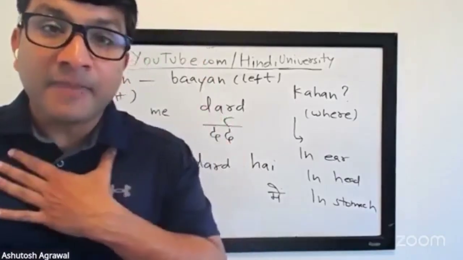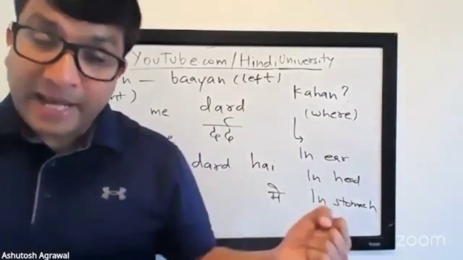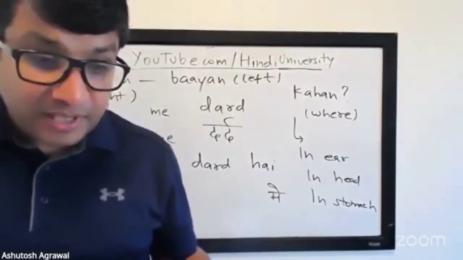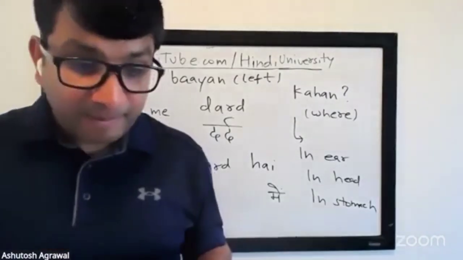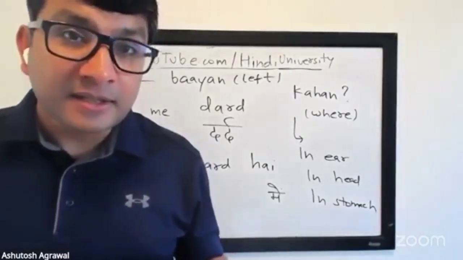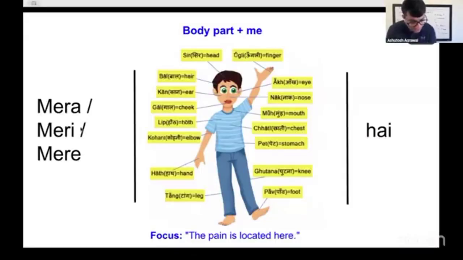If I want to say my head, mera sir. If I want to say my hand, mera haath. And if I want to say my elbow, meri koni. And you see, I use meri because koni or elbow is feminine. So you have mera, meri, and mere. And then you have parts of the body you can use from here, or you can use anything you want here. Beautiful. Meri chhati mein dard hai. And what does it mean? Yeah, my chest hurts. Beautiful.